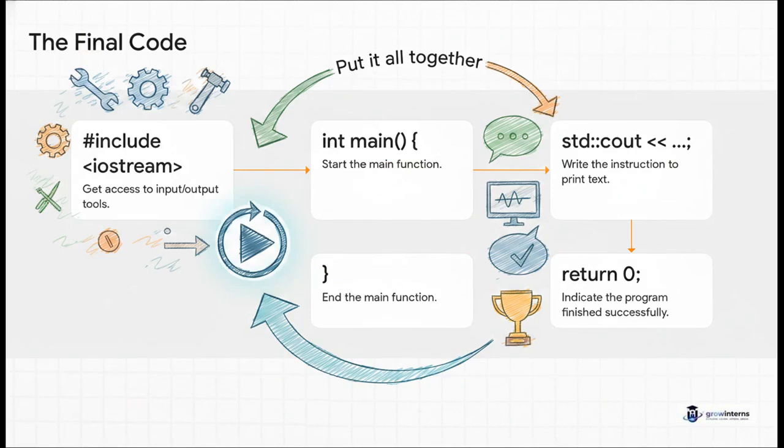So let's trace the whole thing one last time. We start at the top, we include our IO toolkit, then we open up our main function, which is our starting block. Inside, we put our one and only instruction, use std::cout to print our message. And finally, we return 0 to say we finished successfully, and we close the main function. That's it, a complete, working, honest-to-goodness C++ program.